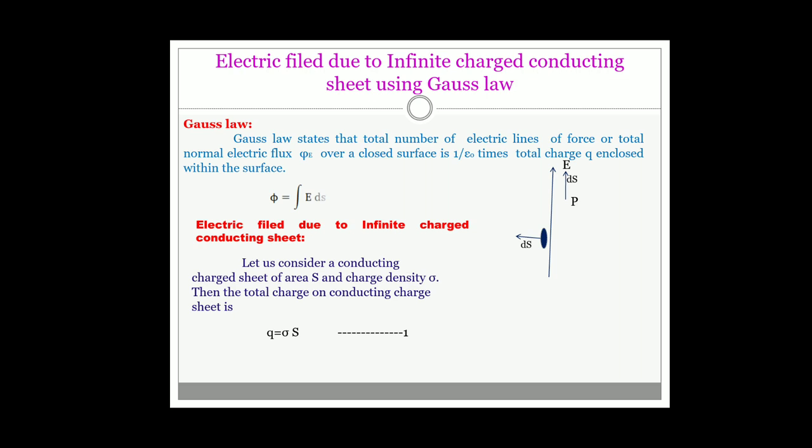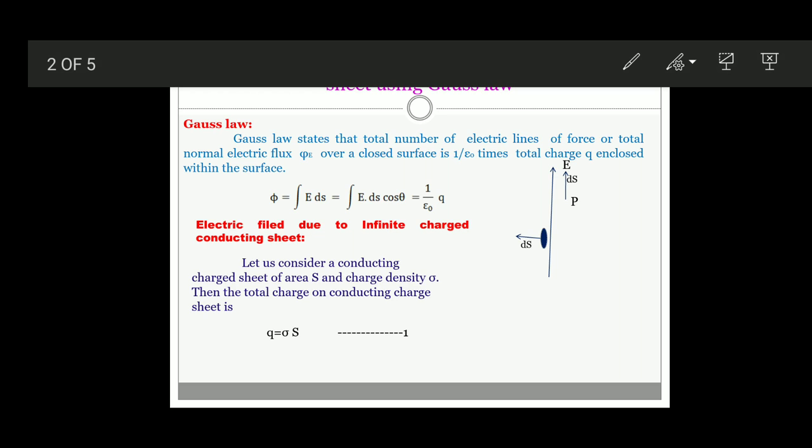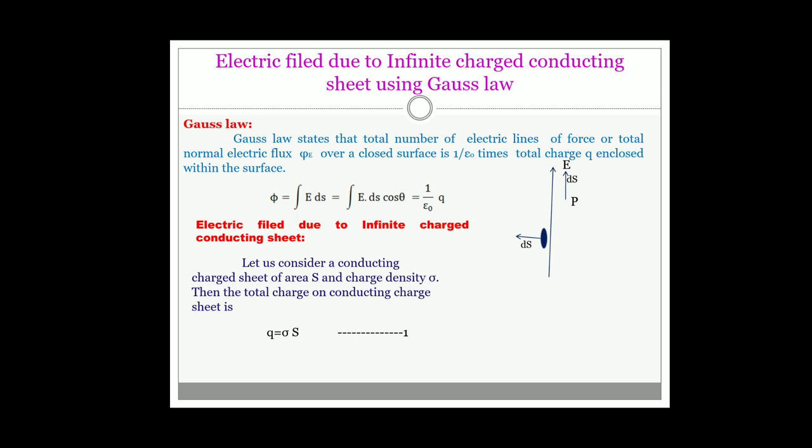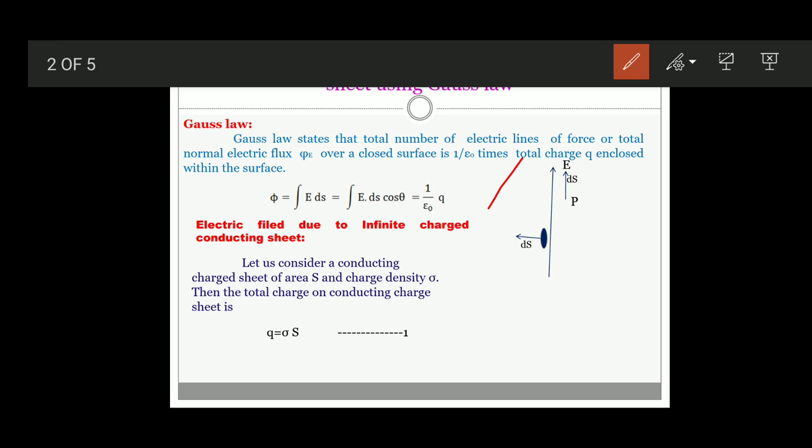So the total flux phi is equal to integration E dot ds, that is equal to integration E ds cos theta, that is equal to q by epsilon naught, where theta is the angle between the direction of intensity of electric field and the surface normal to the surface ds. Now, our aim is to calculate the intensity of electric field due to an infinite charged conducting sheet.